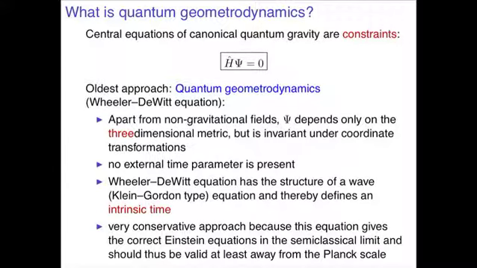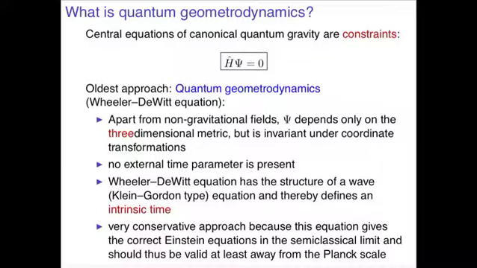So what are its properties? Well, apart from the non-gravitational field, the psi depends only on the three-dimensional metric, although, of course, it's invariant under coordinate transformation. The reason is actually very simple and straightforward. Just as in quantum mechanics, you no longer have any trajectories. Trajectories here are space-time, and so if you just apply quantization rules, you don't have space-time anymore. You cannot parameterize it, so you don't have time. So it's a very conservative approach.